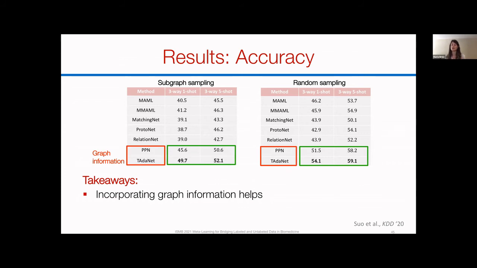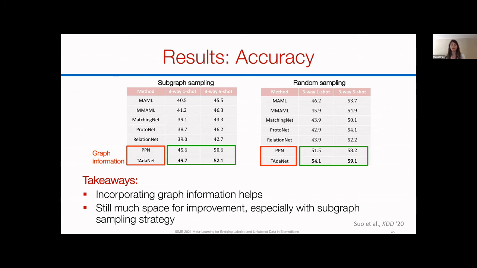And secondly, as expected, subgraph sampling is a harder task, and we see that the performance goes lower for subgraph sampling. And finally, the last observation is that there is still much room for improvement because we can see that the performance is far from satisfactory and from something that we can really use in practice.